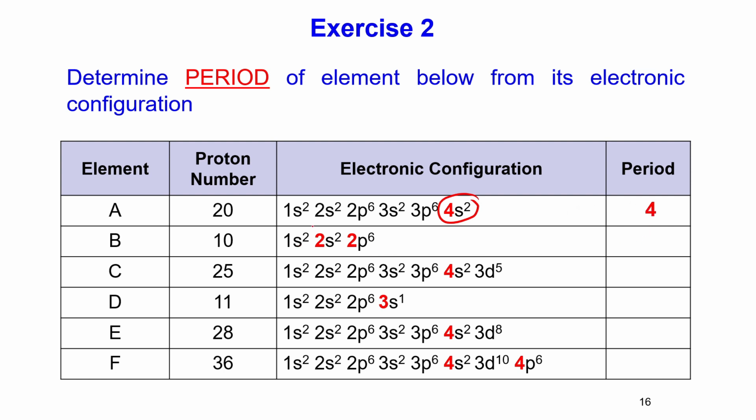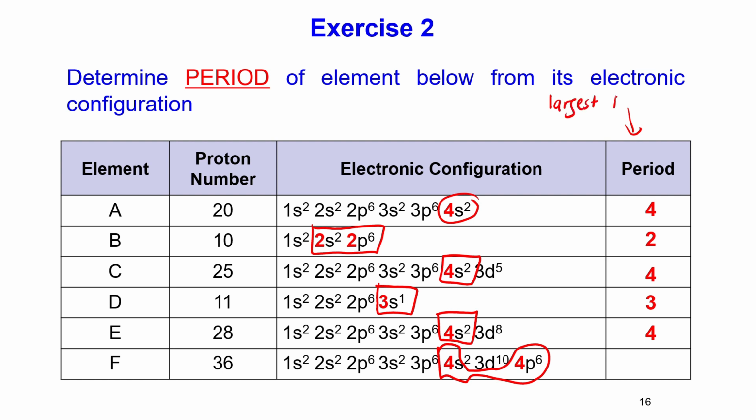For B, the largest principal quantum number n equals 2, so period 2. For C, largest principal quantum number 4, period 4. Largest principal quantum number for element D, n equals 3, so period 3. For element E, largest principal quantum number 4, period 4. The same goes for F, largest principal quantum number n equals 4. So remember, period equals the largest or highest principal quantum number.